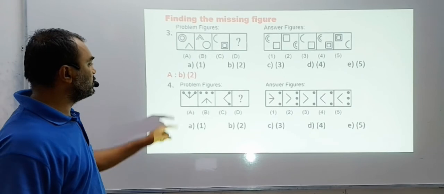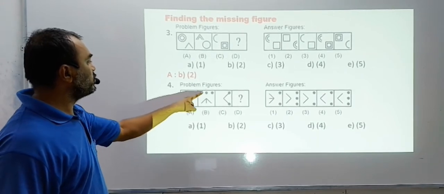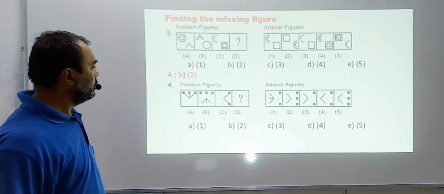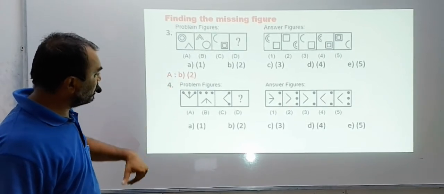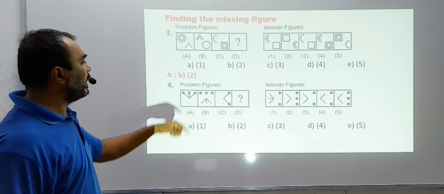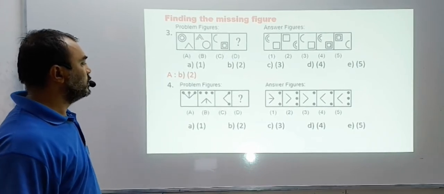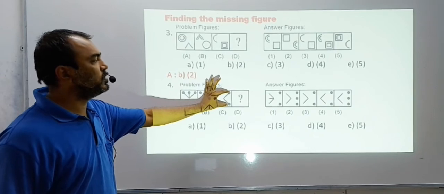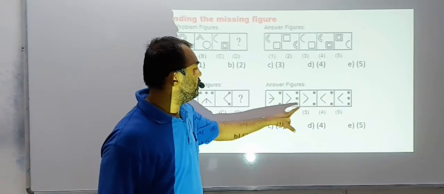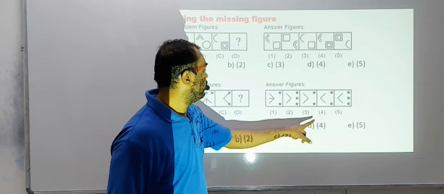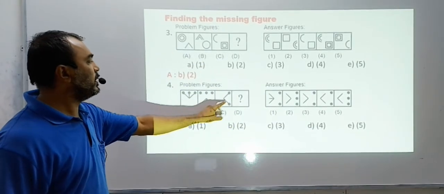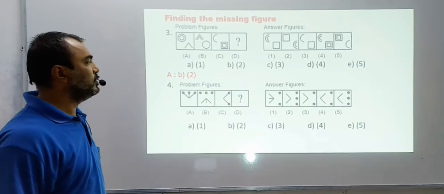You must have noticed the dots are not changing the position, but the lines have become inverted. Means the lines have turned by 180 degree, and the black dots are not changing the position. So if you apply the same logic here, this black dot should not change position. So we have got options 1, 3, 4, where the black dots are not changing position. But these two lines are turned by 180 degree.